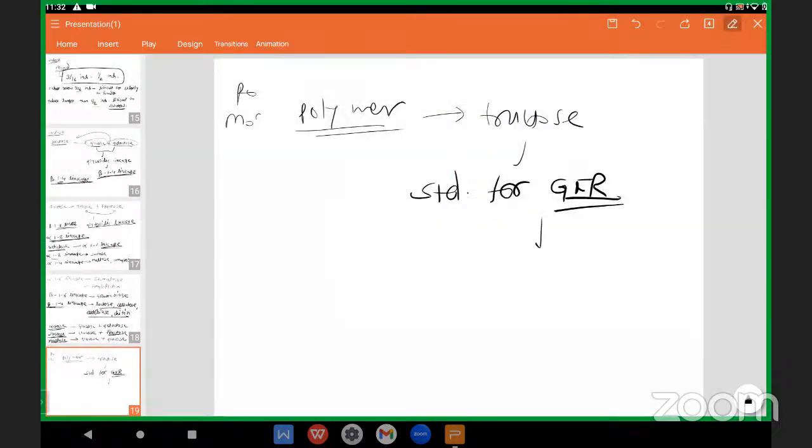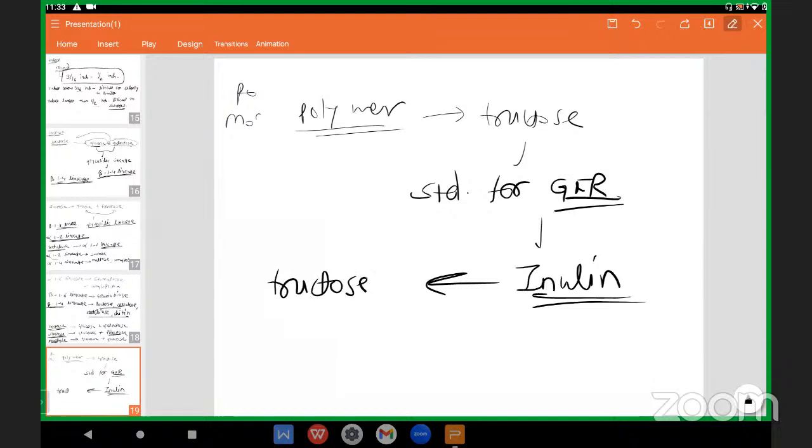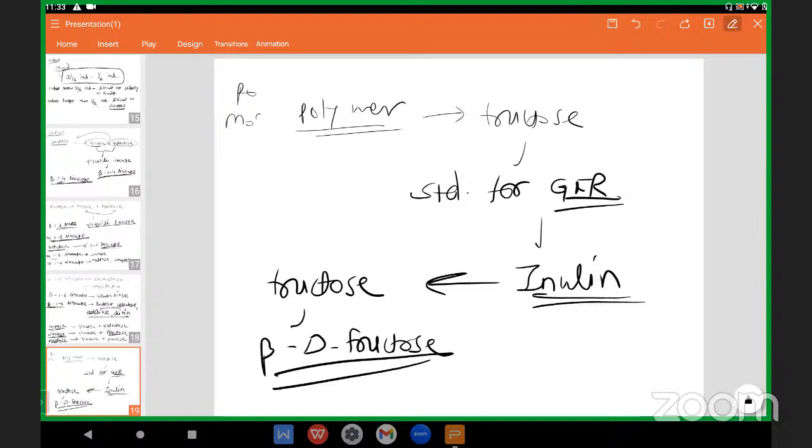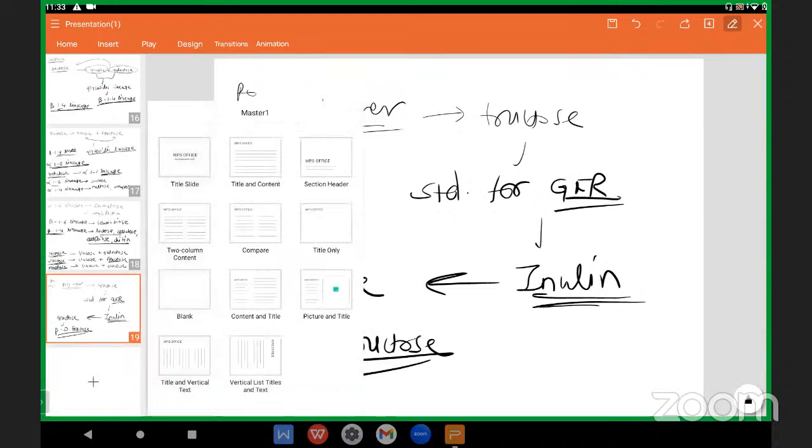To determine it, we use one standard, which is inulin, and this inulin is made up of monomers of fructose. More specifically, we can write it down as beta-D-fructose. Write down this point also: inulin, which is used as a standard for GFR, that is glomerular filtration rate, is made up of the monomer units of fructose. Is this point clear?